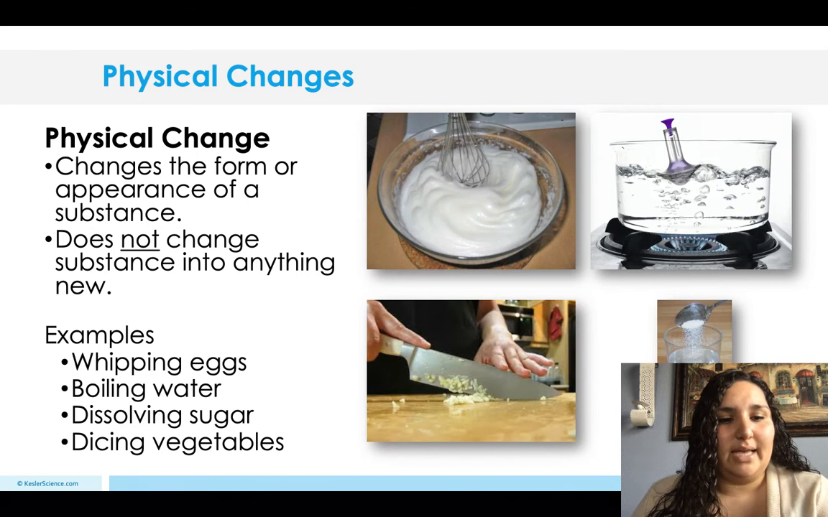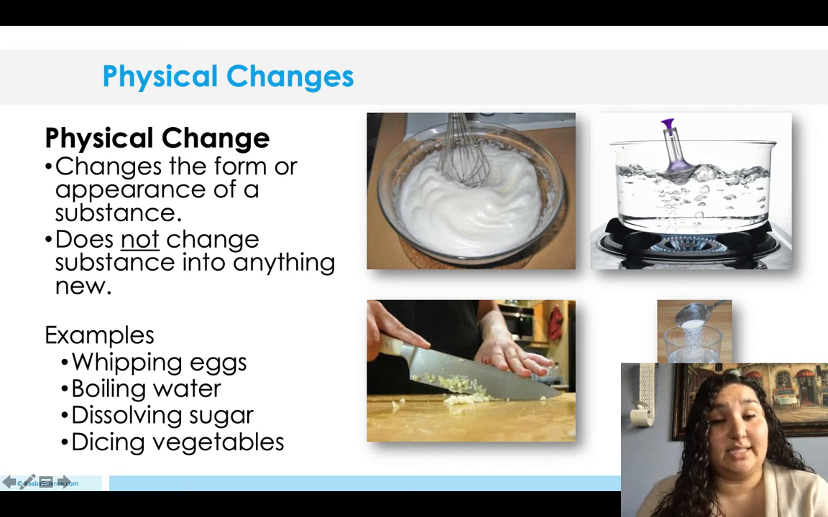Examples are whipping eggs, boiling water, dissolving sugar, dicing vegetables. A lot of students get confused with the dissolving of sugar because you can't see it anymore. It's dissolved in there. But once again, if we were to let the water evaporate, we would be getting that sugar back. Okay? So that is called, by the way, a mixture.